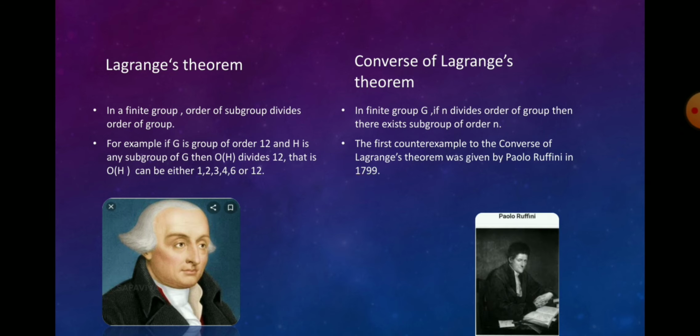Here is the picture of Ruffini. We are going to study the group A4. We know that this is a group of order 12. 6 divides the order of the group, that is 12, but there won't exist any subgroup of order 6. If I am able to prove this, I can say that the converse of Lagrange's theorem is not true. Correct? So in our head, we have a claim that A4 is a group of order 12 which has no subgroup of order 6.